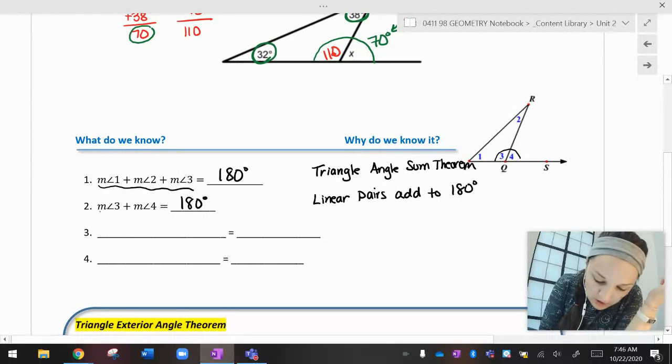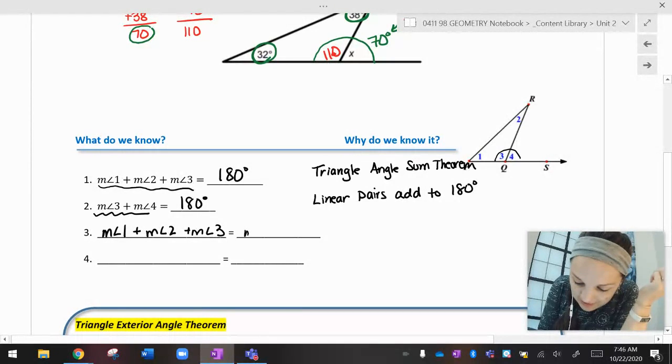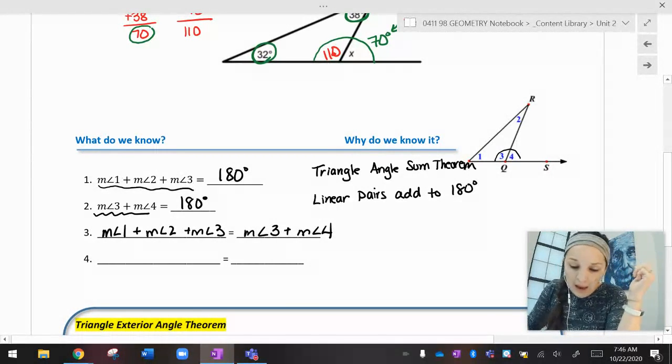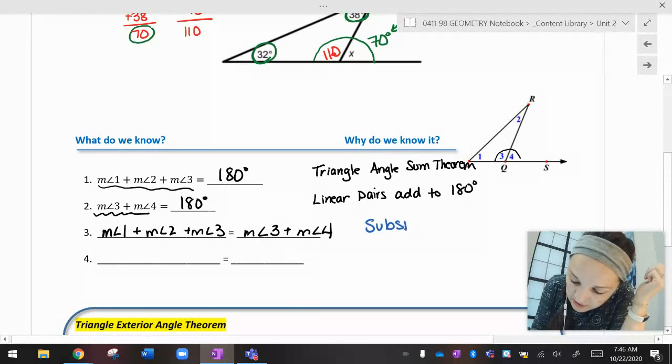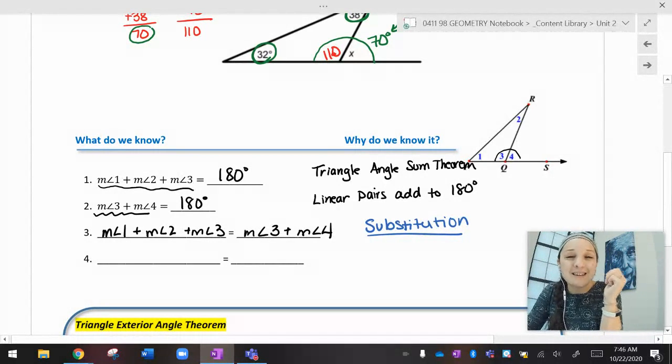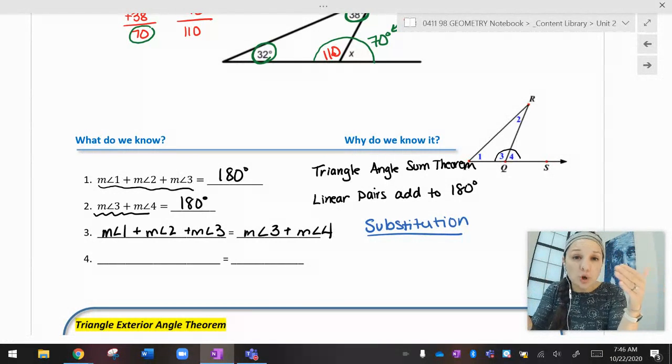If 1 plus 2 plus 3 equals 180, and 3 plus 4 equals 180, then 1 plus 2 plus 3 equals 3 plus 4. And that's a new fancy thing that we're going to do called substitution. Substitution is the idea that if two things equal the same thing, then they equal each other, and you can just swap them in and out. Okay? So that is called substitution.